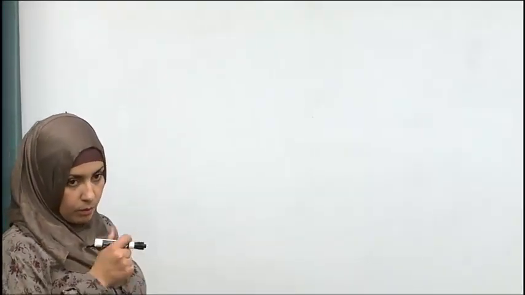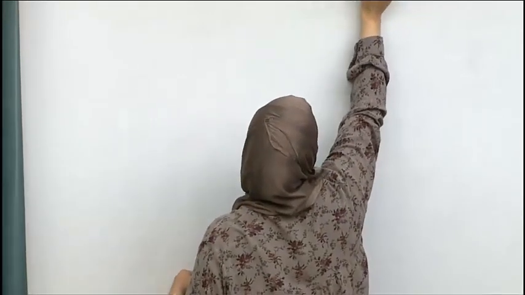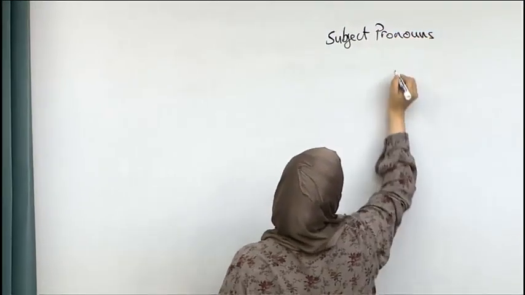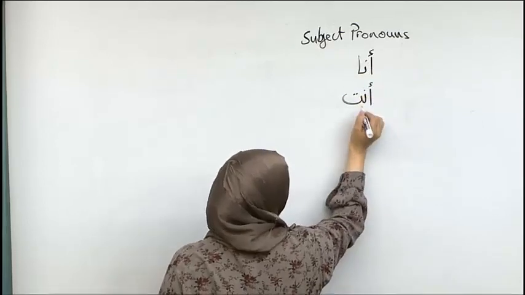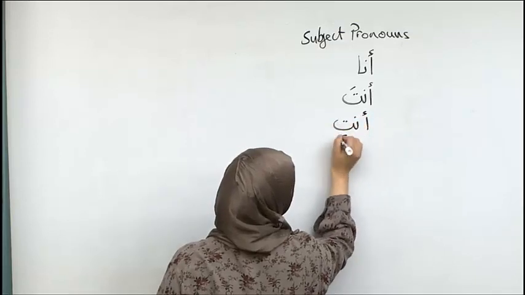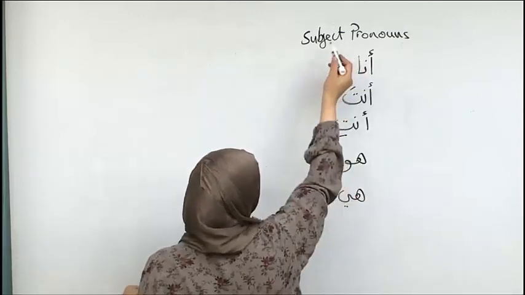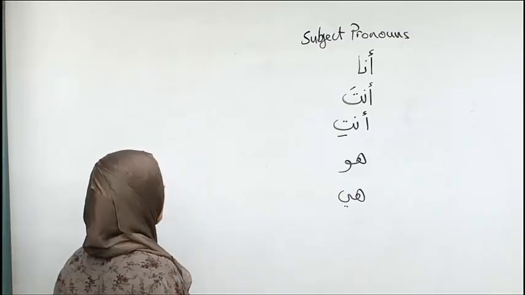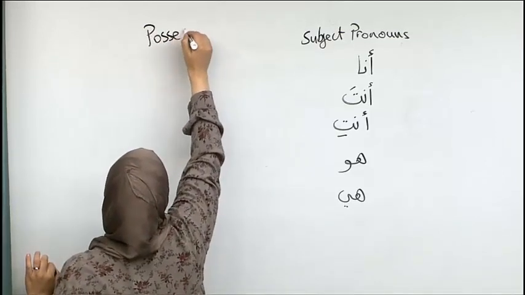So we started with the subject pronouns, and the subject pronouns are ana, anta, anti, huwa, hiya. Okay? And subject pronouns, you start the sentence with them, as is common in English as well. But the other part is possessive pronouns.